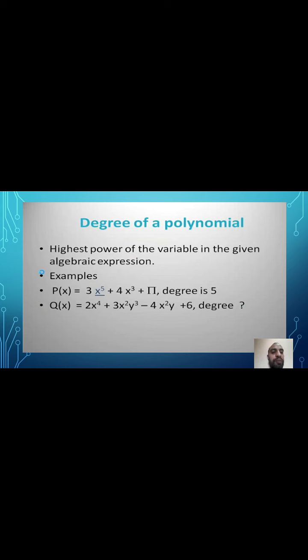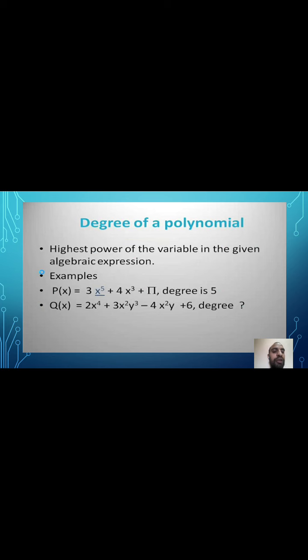So you can see here an example: 3x raised to power 5, 4x cube plus pi. So the first term, 3x raised to power 5. The maximum power of x is here 5. So the degree is also 5.